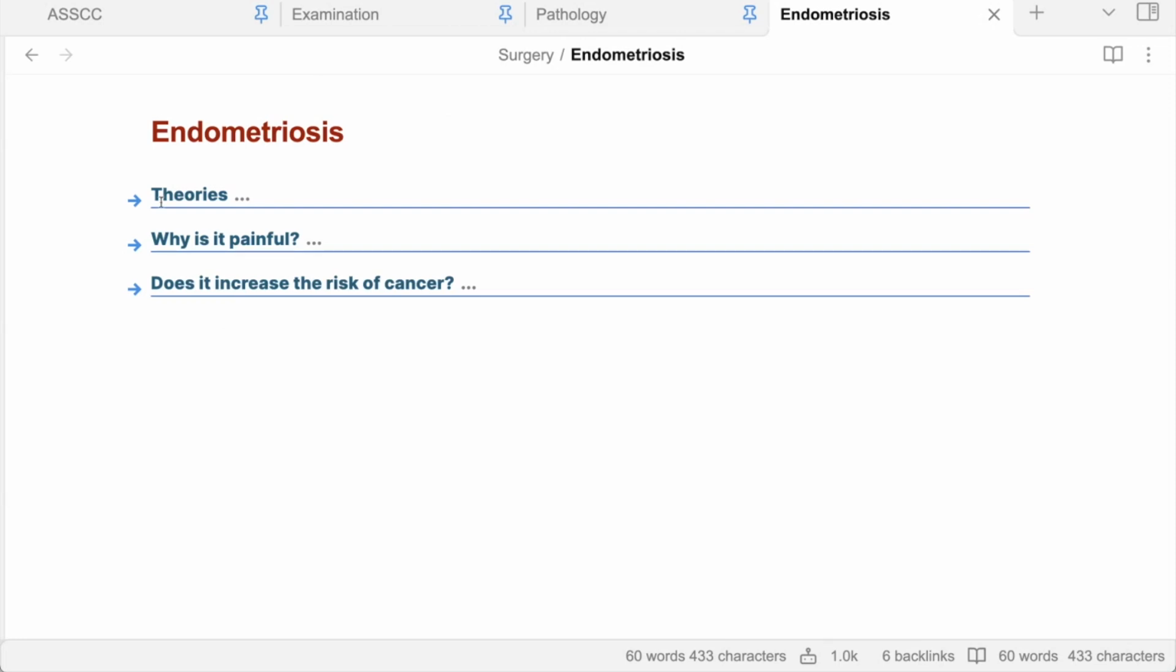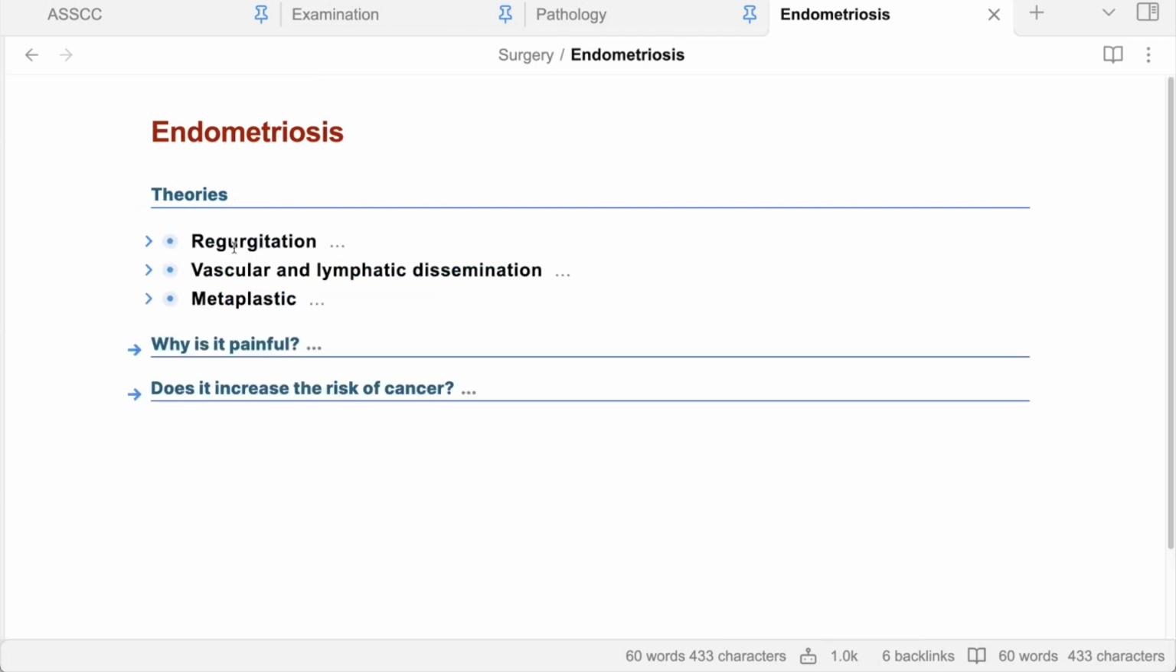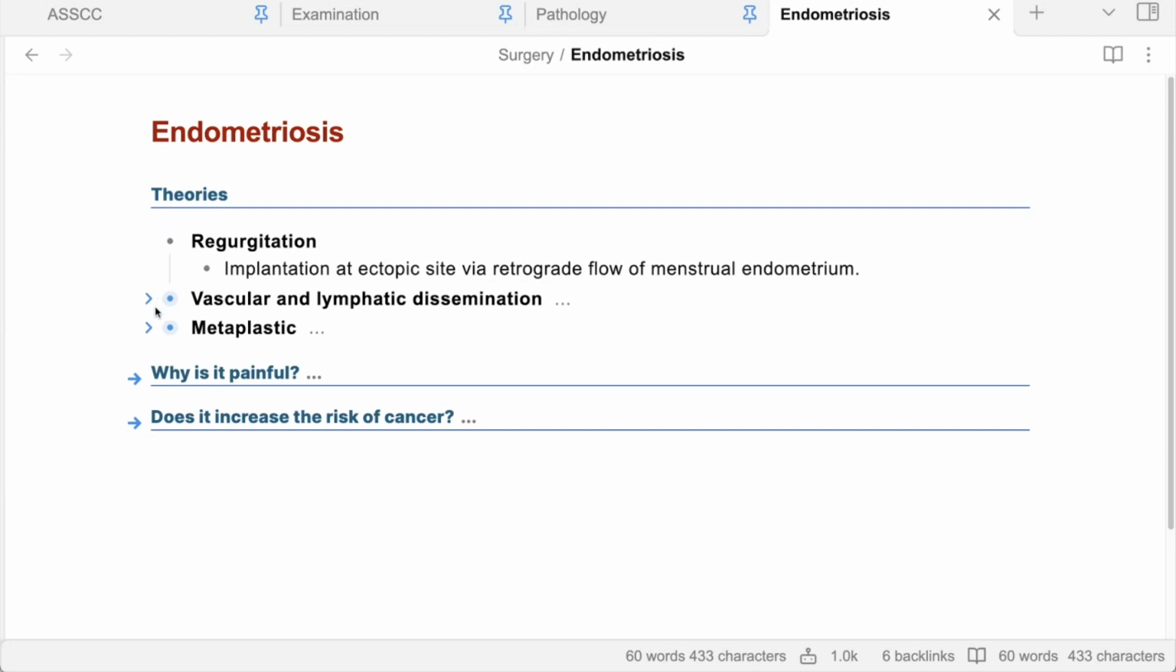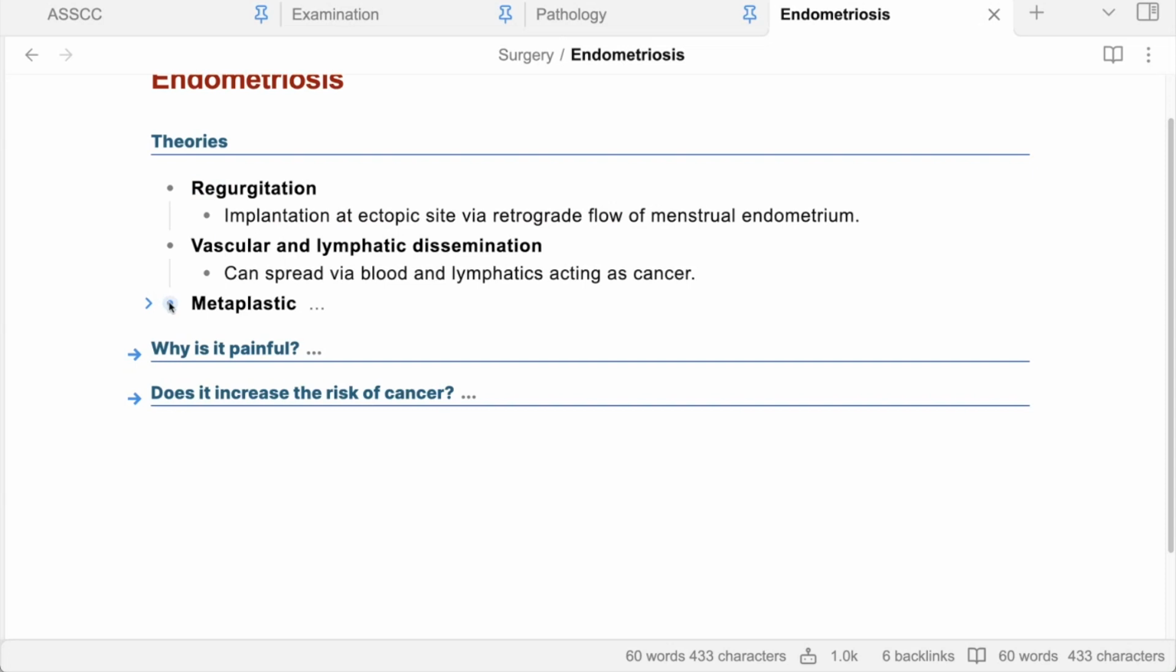The regurgitation theory depends on endometrial tissue implanting in an ectopic site as a result of the retrograde flow of menstrual endometrium, which goes into the peritoneal cavity. The vascular and lymphatic is the spread of endometrial tissue from the uterus to other distant sites like the bone, lung, and brain via the blood vessels and lymphatics. The last one, the metaplastic, is that endometrium arises from the coelomic epithelium, which is the mesothelium of the pelvis and abdomen, from which the Mullerian duct and the endometrium originate during embryonic development.